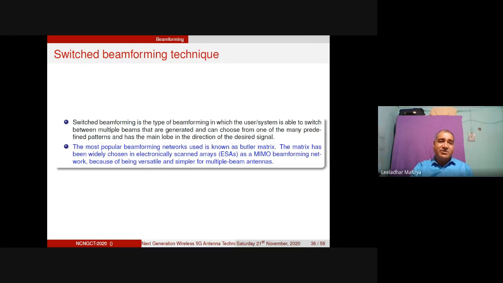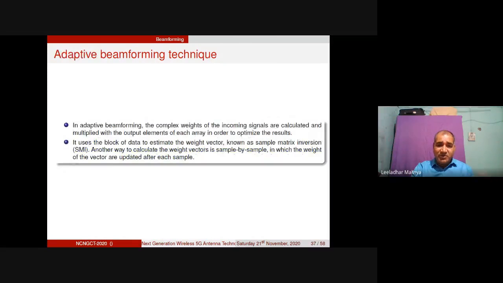Similarly, we have the switched beamforming technique, in which the user is covered, right? That's why the switching is done here. The Butler matrix is the main element here. Electronically steered arrays are here, such as MIMO beamforming networks. And if adaptive beamforming is preferred, definitely this is complex, depending on the weights and the number of incoming signals, right? The desired outcome can be obtained after the optimization.